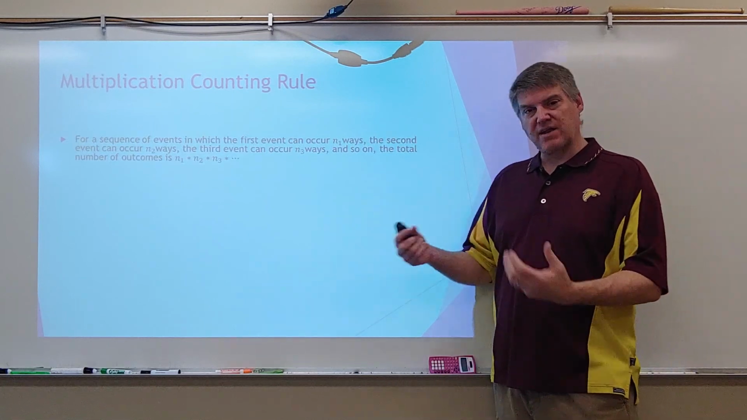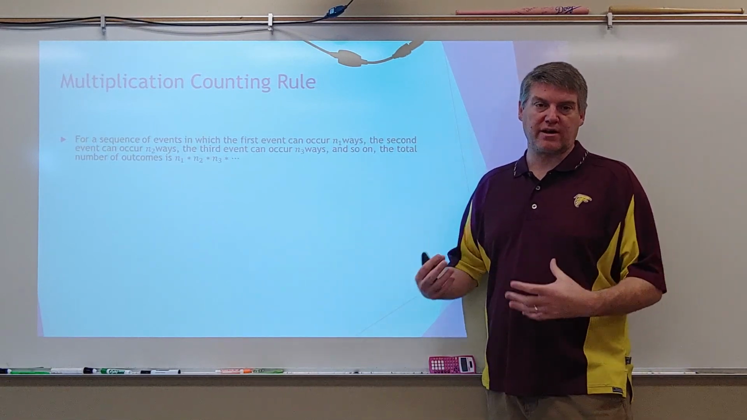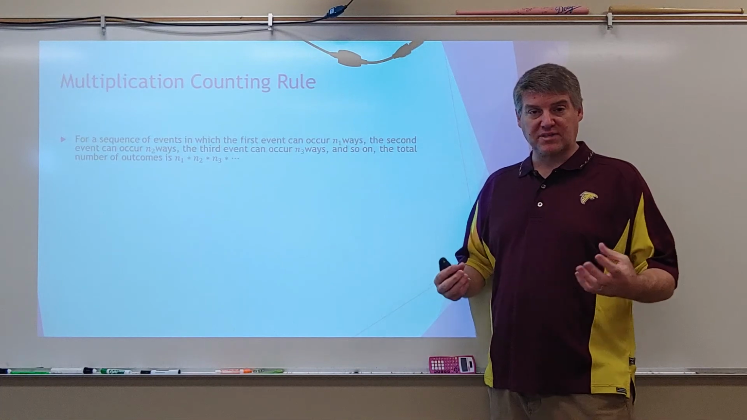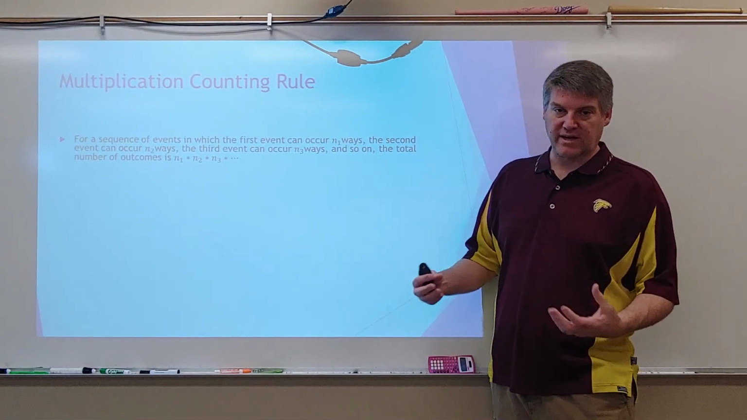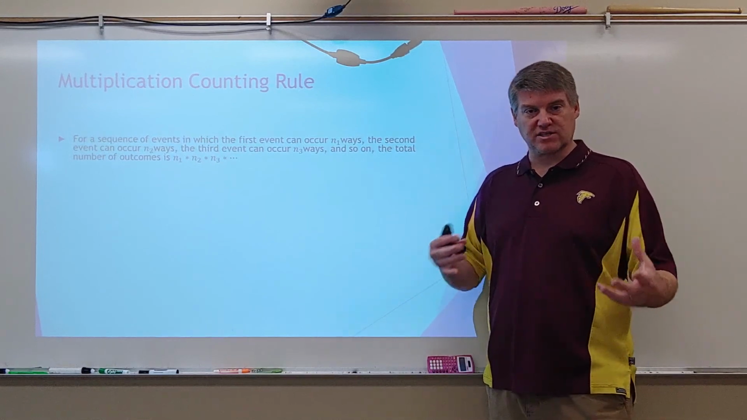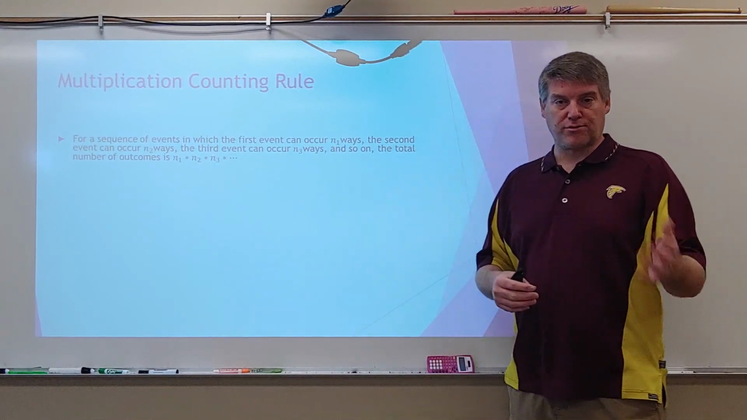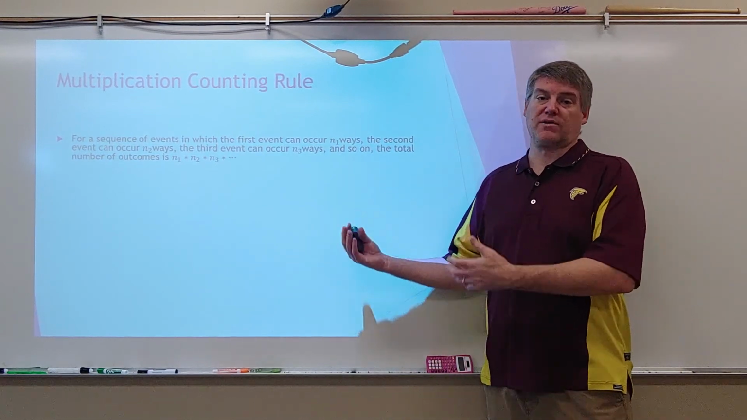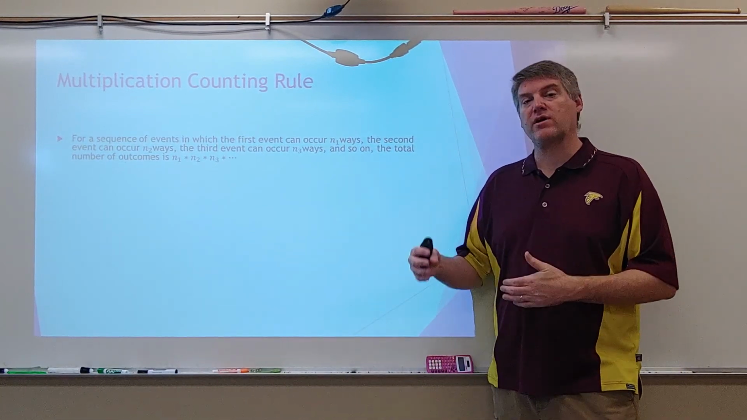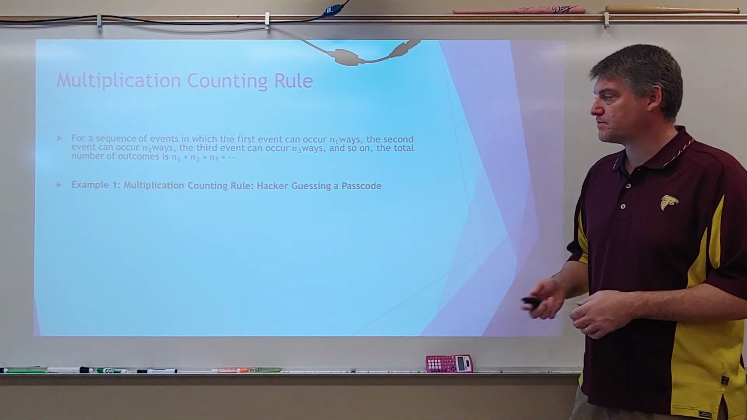An example of this is if you go to dinner and you have 3 choices for appetizer, 4 main dishes, and 2 desserts. How many different ways could you have a meal? You would go 3 times 4 times 2, or 3 times 4 is 12, times 2 is 24. So there are 24 different ways you could have that meal.